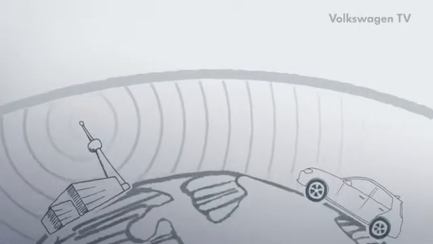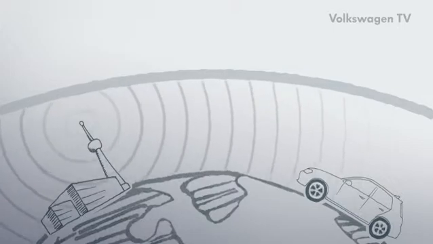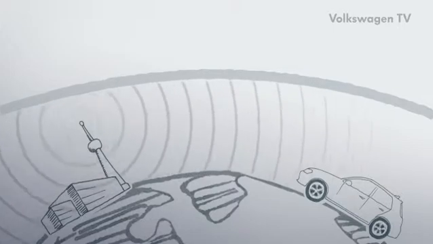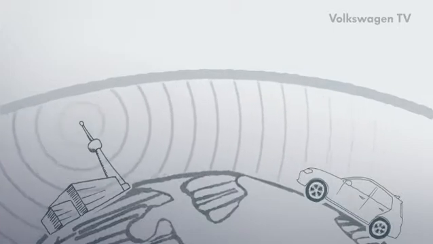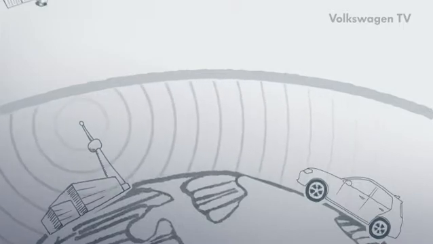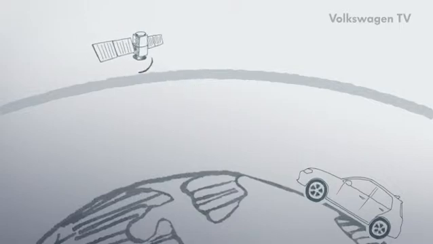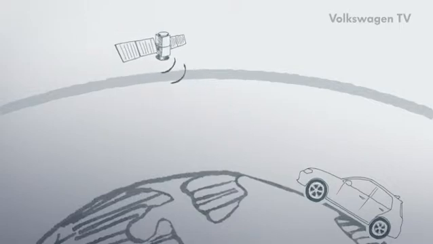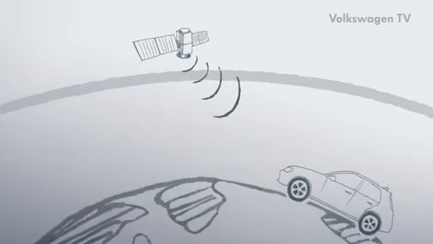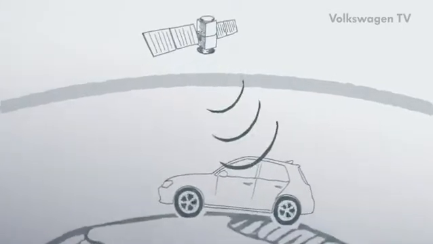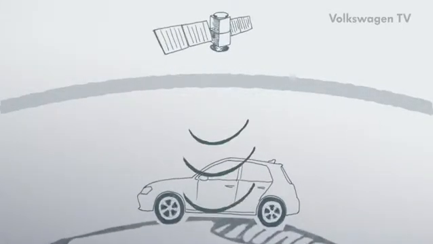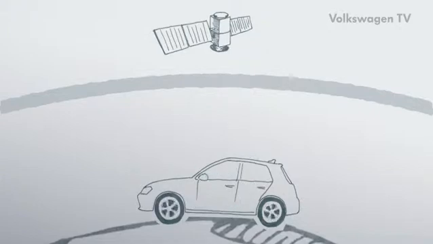In addition to transmitting messages close to the ground, the vehicle aerial can also receive satellite signals. Among other things, satellite signals are used to calculate the vehicle position for navigation. The signals pass through the Earth's ionosphere and are received by the vehicle aerial.